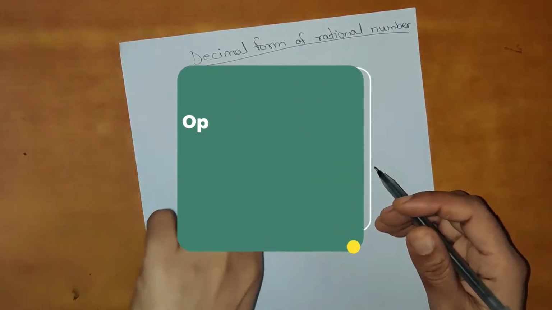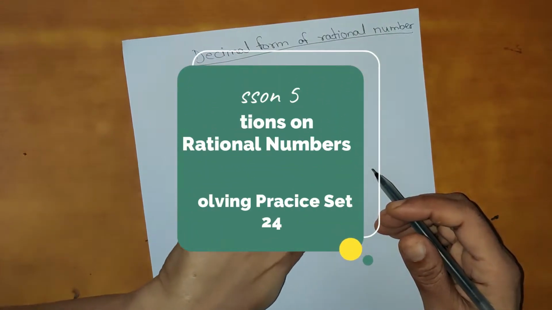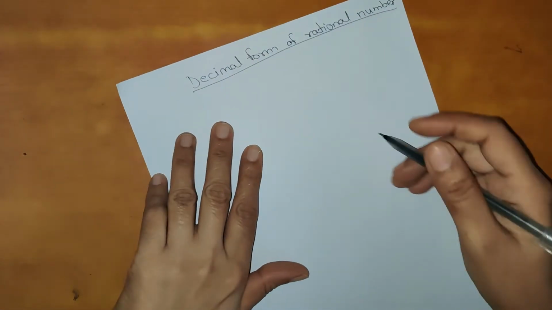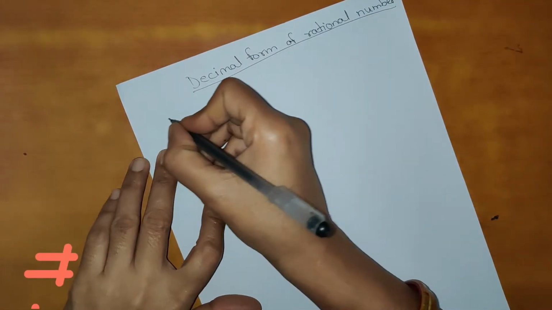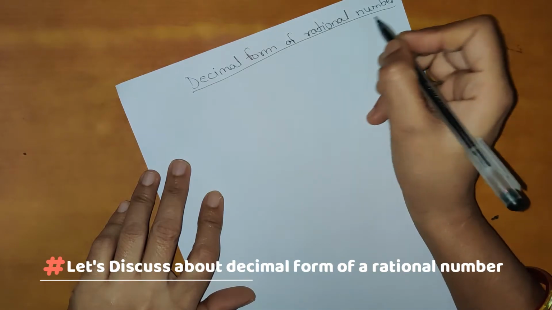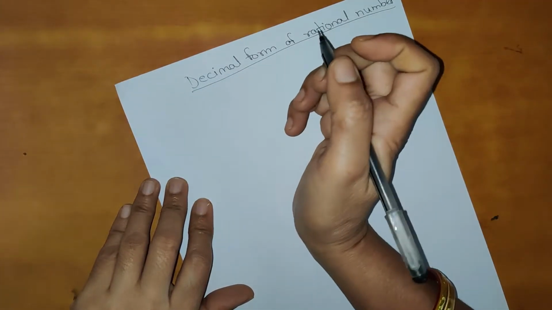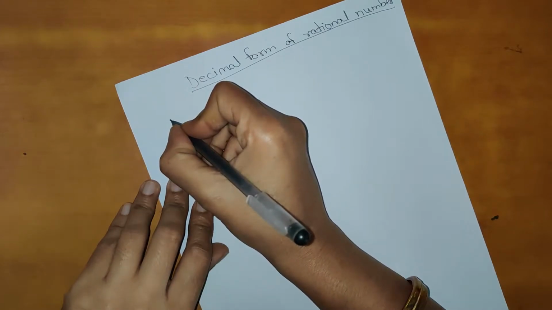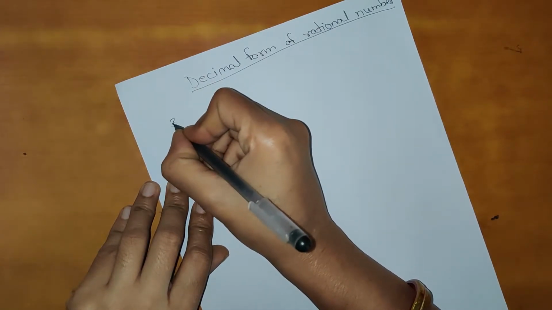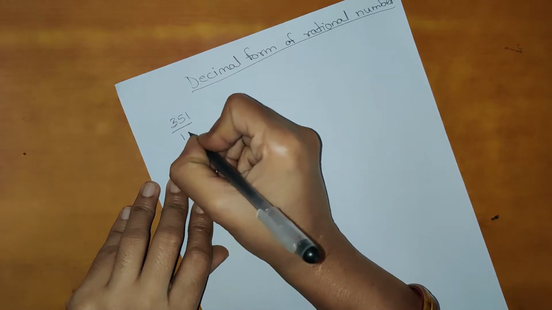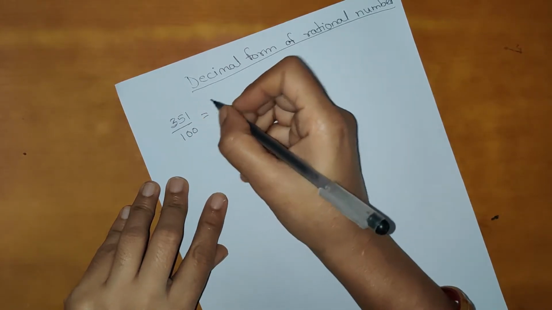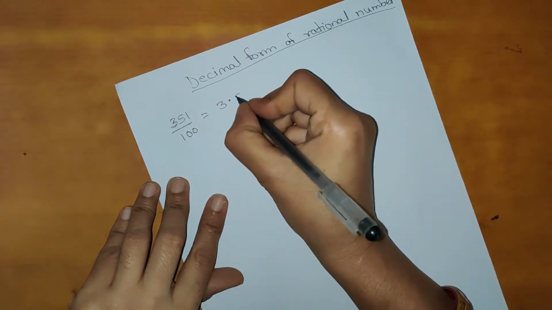Welcome. Today we are going to learn the decimal form of a rational number. For example, the numbers we have studied in decimals have a point. A number having a point is called decimal form. For example, if 351 by 100 is given, what we will get is the value 3.51.